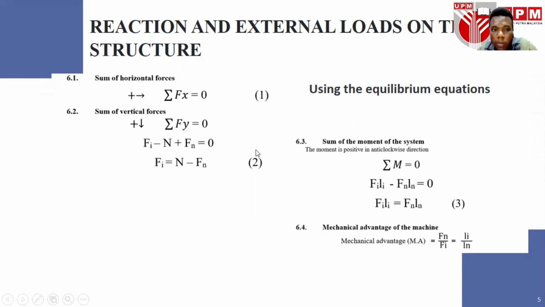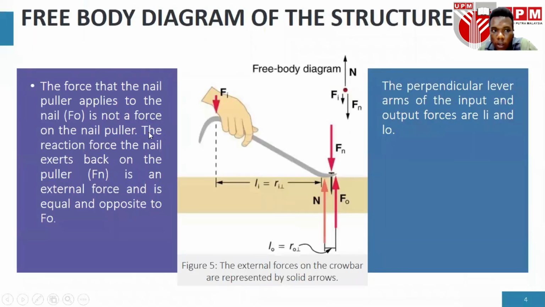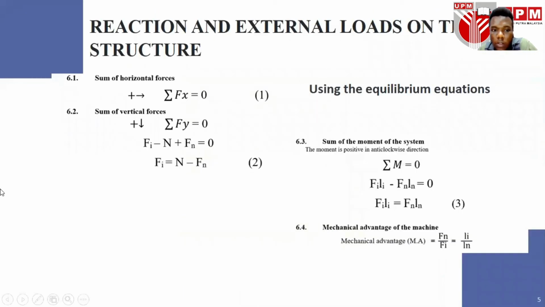By using the equilibrium equation, summation of horizontal force, that is Fx, is equal to 0. And since there's no force along the x-axis, hence Fx is equal to 0. But the summation of vertical forces also is equal to 0. And there are three vertical forces, as we can see from the free body diagram, that is Fn, N, and Fi. So Fi minus N plus Fn is equal to 0, hence force input is equal to the normal force minus the Fn.